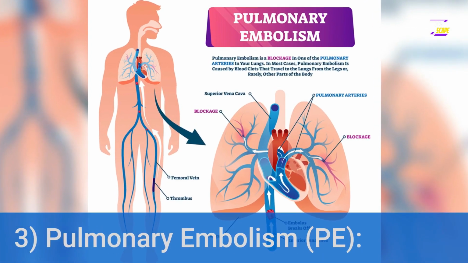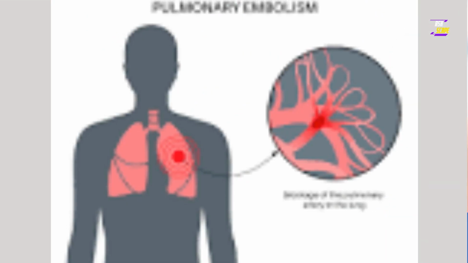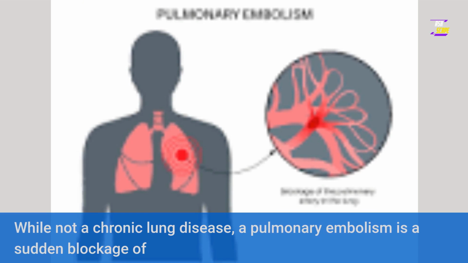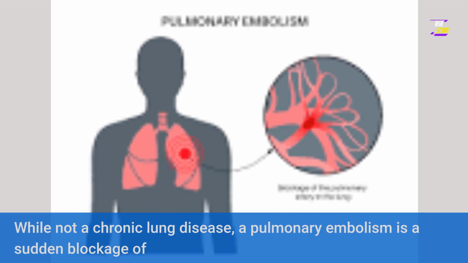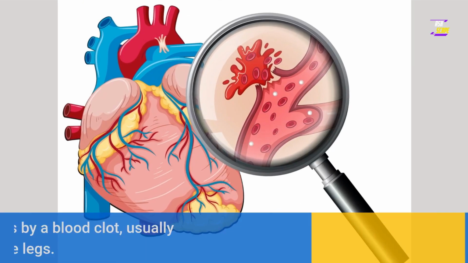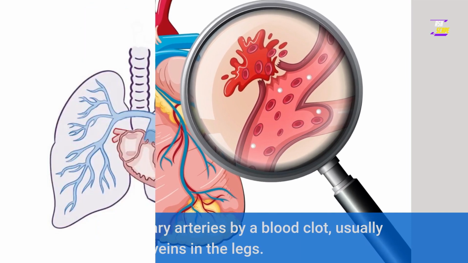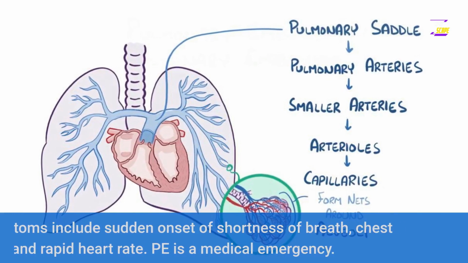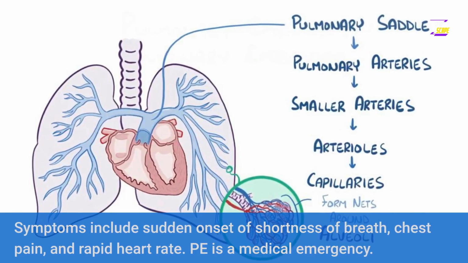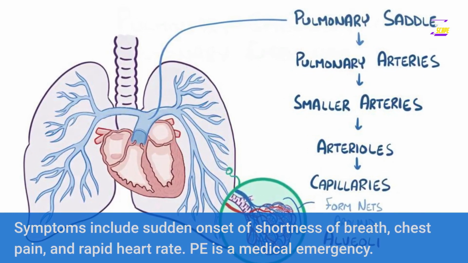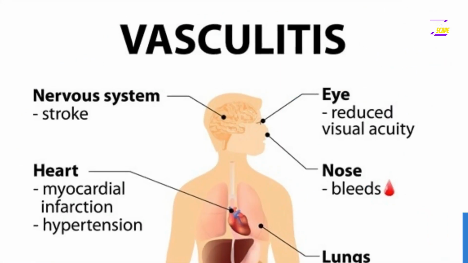3. Pulmonary embolism, PE. While not a chronic lung disease, a pulmonary embolism is a sudden blockage of one or more pulmonary arteries by a blood clot, usually originating from the veins in the legs. Symptoms include sudden onset of shortness of breath, chest pain, and rapid heart rate. PE is a medical emergency.